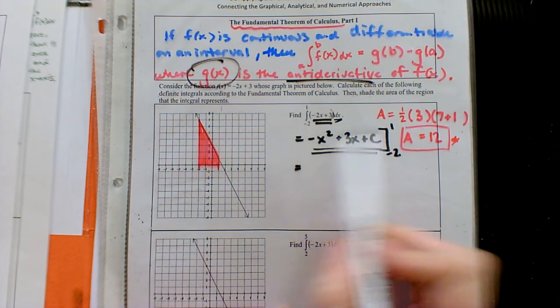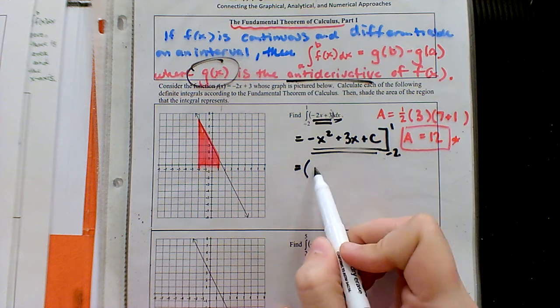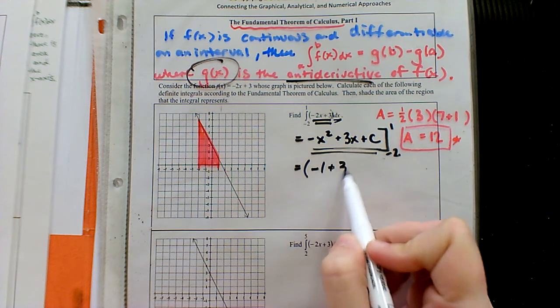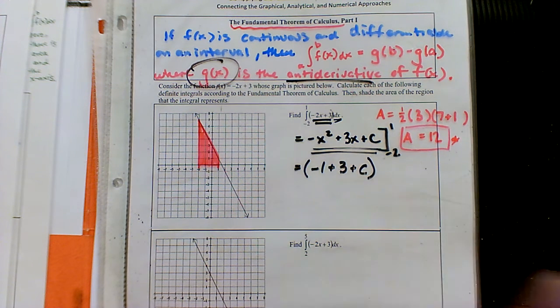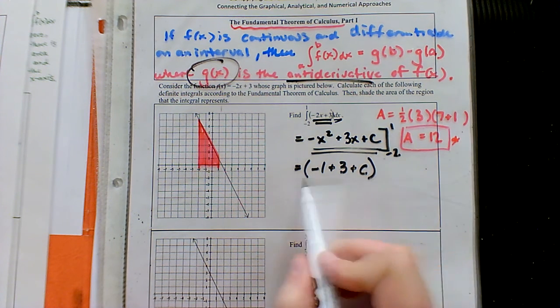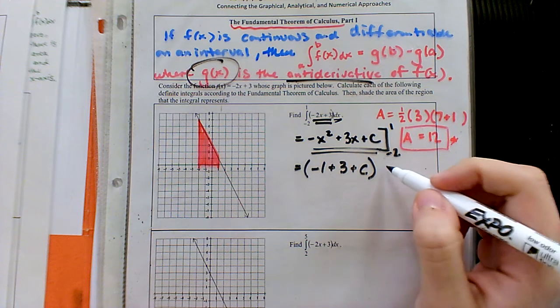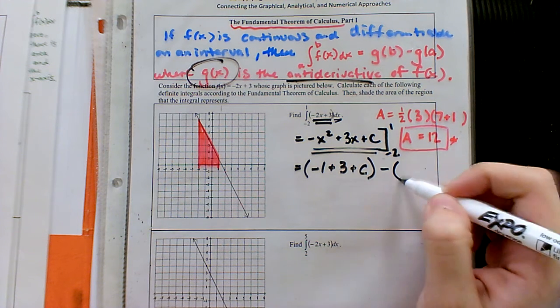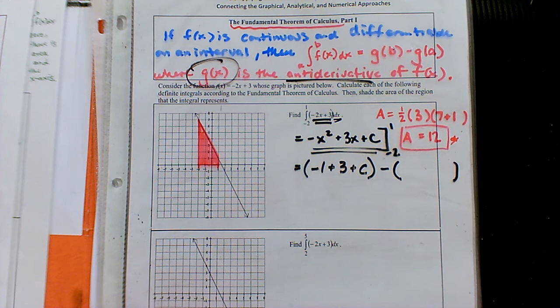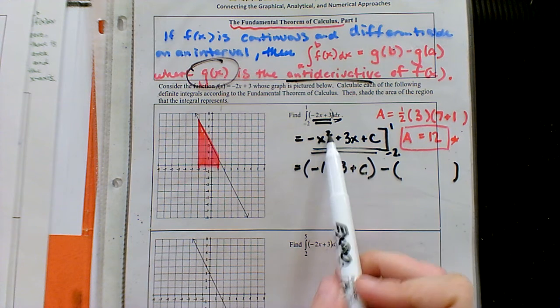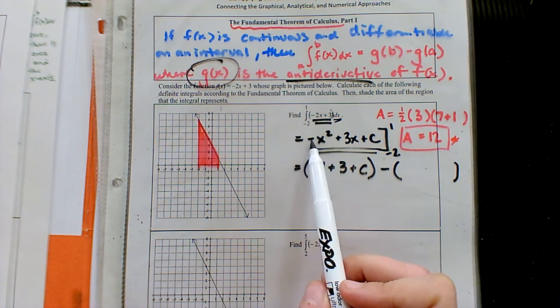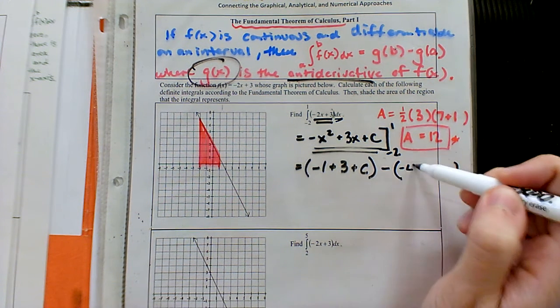So if we were to plug in 1 into all those x's, we get negative 1 plus 3 plus c. Okay, this is what we get if we plug in the top bound. Now we're going to subtract what we get when we plug in the bottom bound. So negative 2 squared is 4, but we have a negative out front, so that would be negative 4.